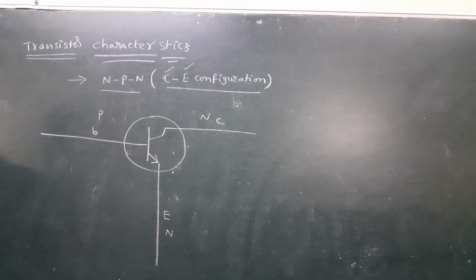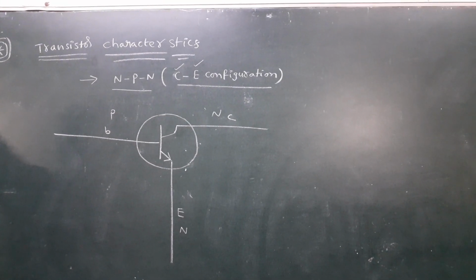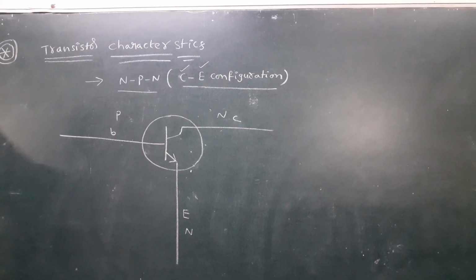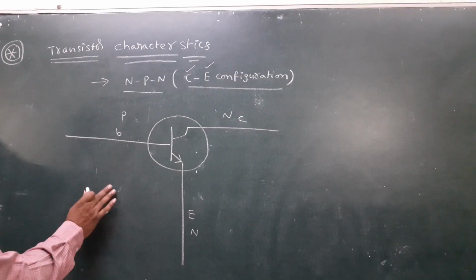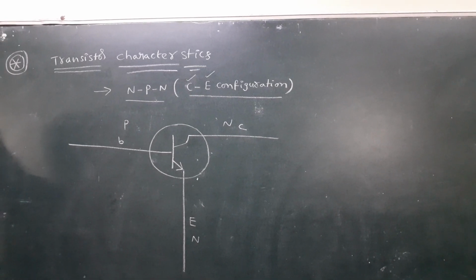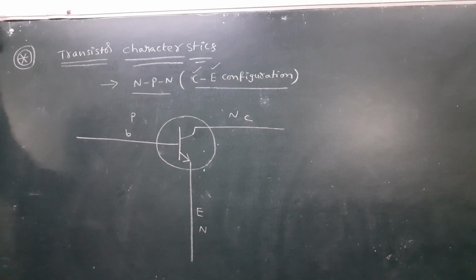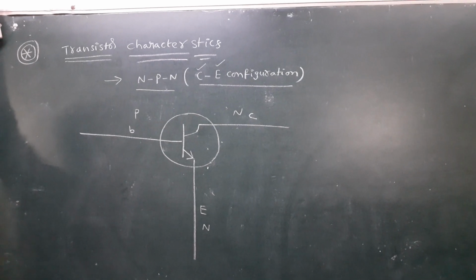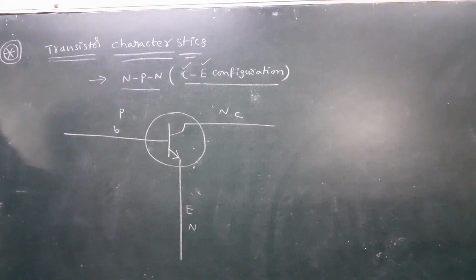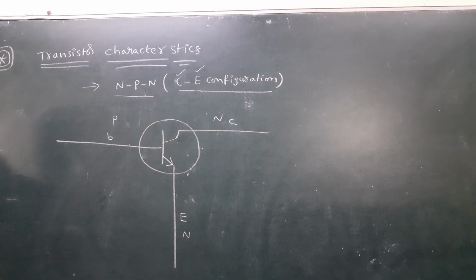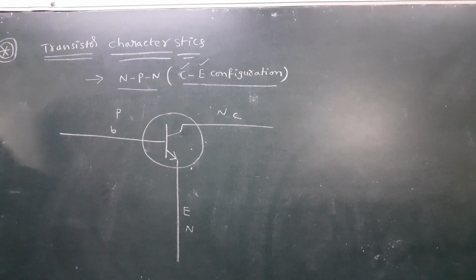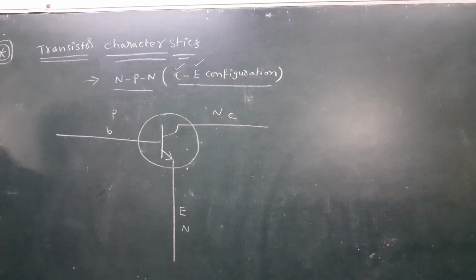This is the diagram of the NPN transistor common emitter configuration. The emitter is common for both input and output. This is the input, this is the output. Here, what is the use of a transistor? To transfer a current from low resistance to high resistance. It is a device to transfer a current from low resistance to high resistance.